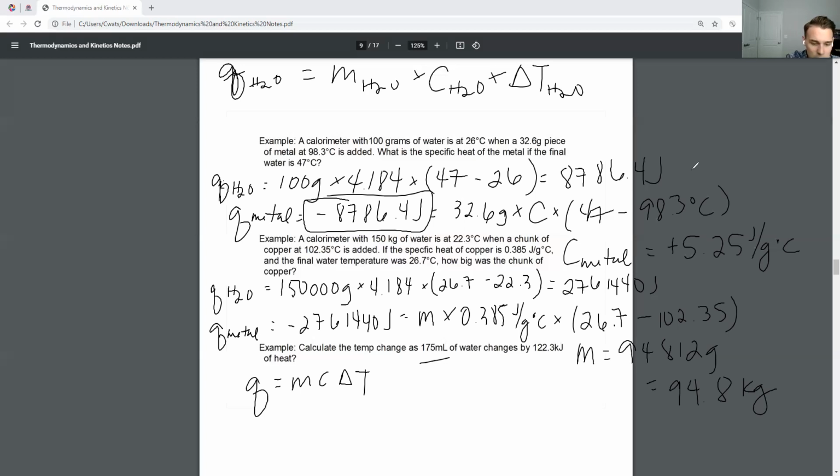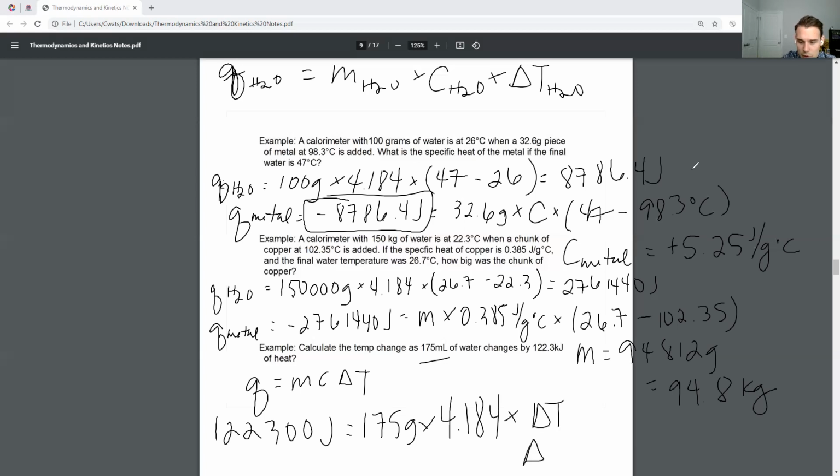Okay, so remember our C is in terms of joules per gram degrees Celsius, so I have to change this into joules. Remember, 1 gram is 1 milliliter, so it's 175 grams times the 4.184 times the change in temperature. So I determine the change in temperature is 167 degrees Celsius. That's it.